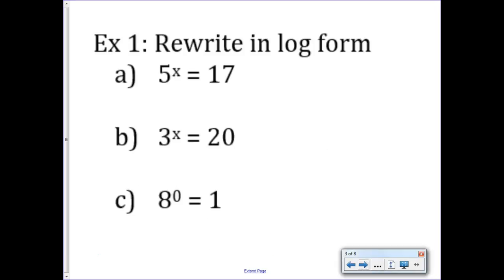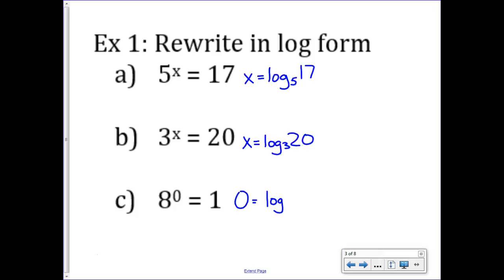So let's first just practice rewriting in log form. So this would be x equals the log of 17 base 5. This would be x equals the log of 20 base 3. 0 would equal the log of 1 base 8.